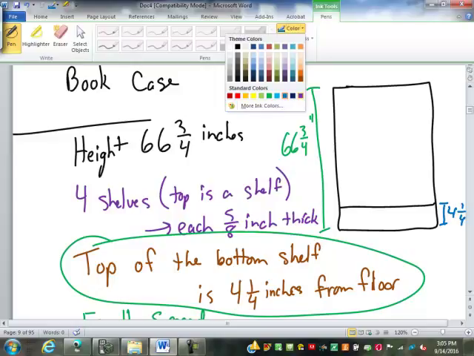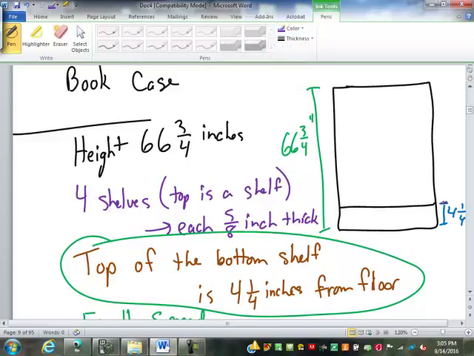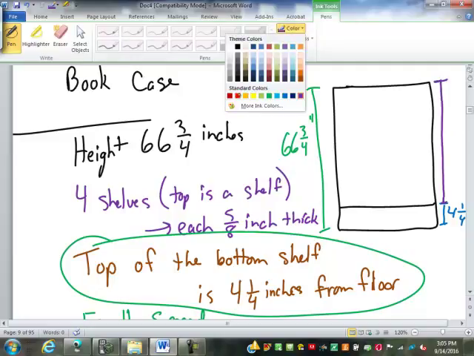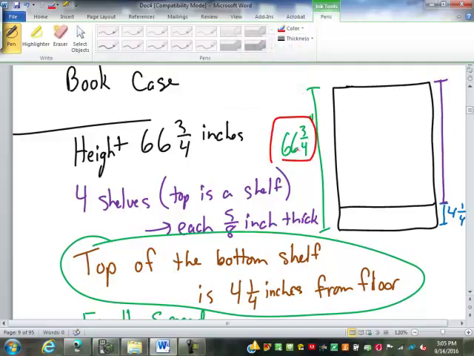Before I do anything else, what does that mean then for this distance from here up to here? Well, it is 66 3/4 minus 4 1/4. I'll trust you guys to verify the math. That is 62 1/2 inches from here, the top of the bottom shelf. Notice that's the top of the bottom shelf. And the reason I specified the top, the thickness of that bottom shelf doesn't play into anything anymore.